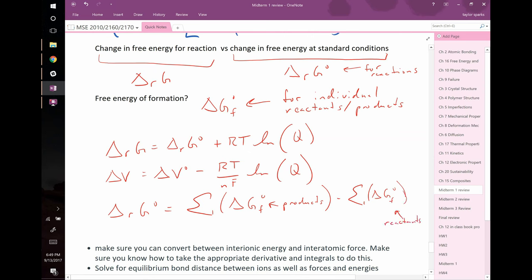Okay, any questions? So what's the sum when it's spontaneous and not spontaneous? Good question. Let me switch color.